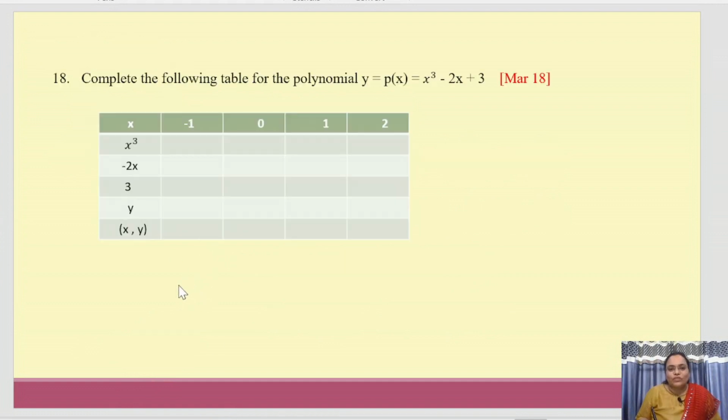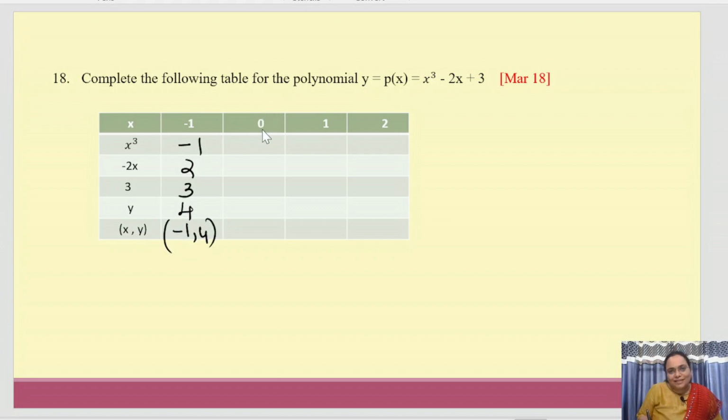So let us see the next question. Complete the following table for the given polynomial P of x. So this is the polynomial he has given. So we need to complete this table. So first let us substitute x is equals to minus 1. So x cube will be minus 1 only. Minus 2x will be 2 and 3 is constant. So if you add them, you will get y is equals to 4. So the coordinates are minus 1 comma 4.